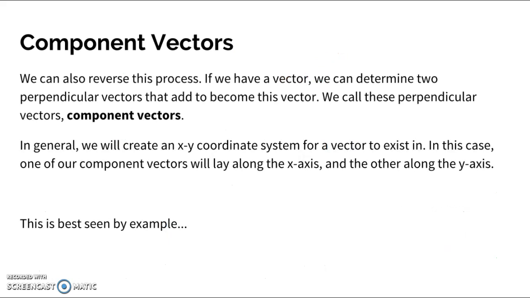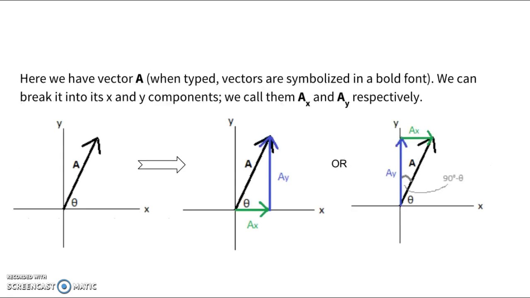We are also going to very, very often be using component vectors. In a sense, what this is doing is taking that adding of perpendicular vectors and reversing the process. We're going to start with our resultant vector and break it down into the two perpendicular vectors that add to this resultant vector. We call these perpendicular vectors component vectors. These component vectors are going to be labeled lying in our x and y direction. It's best to see this by example.